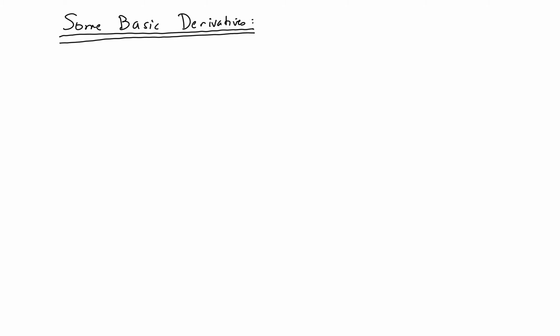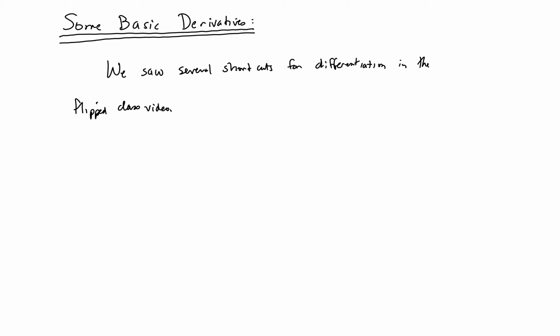So up to this point, we've been calculating our derivatives using the definition of the derivative. What we'd like to do here is develop some shortcuts. We saw several of these in the flip class video. So we'll recall a few of these here, but definitely make sure you watch that video before this one.